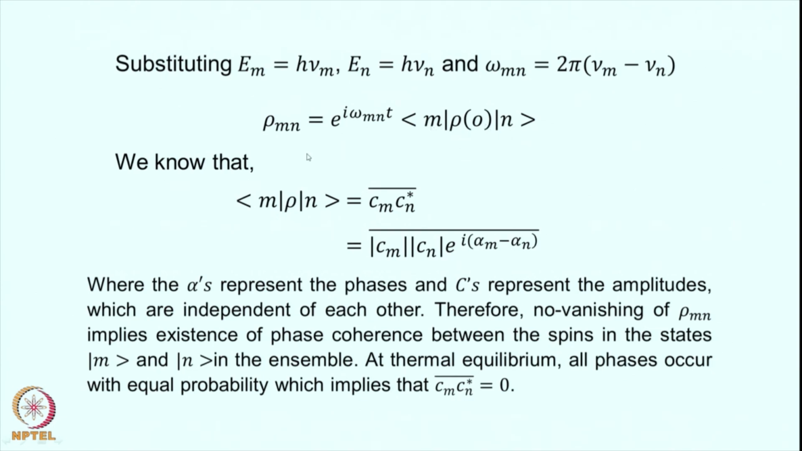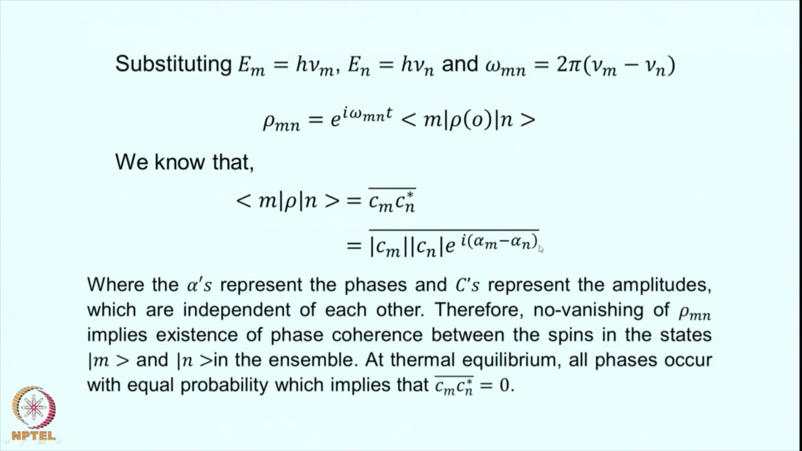Okay. Now we also know that this density matrix rho mn is simply defined as the ensemble average of Cm Cn star. Going back to the earlier definition of these coefficients, they have an amplitude and a phase. So we write the ensemble average this way: the modulus of Cm, the modulus of Cn, these are the amplitudes of these two functions, and the phases are written in this manner, e to the i (alpha m minus alpha n), where these are some numbers which represent the phases.